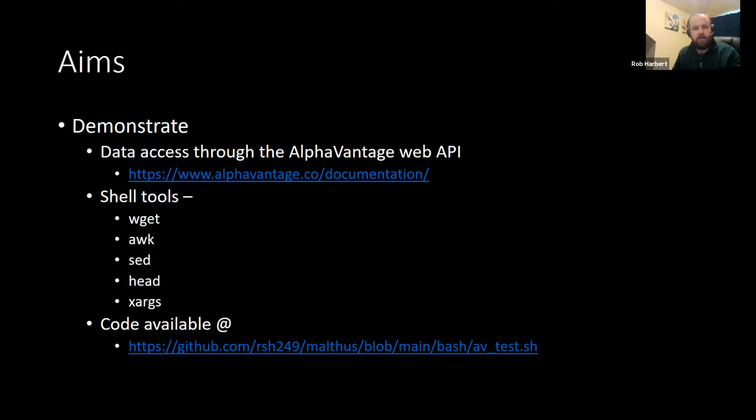And we're going to use those tools to compile a list of stock symbols that are listed on the New York Stock Exchange, and then run an API query for each one of those to collect the historical data from the AlphaVantage API. The code for this demonstration is all available at this GitHub link below.